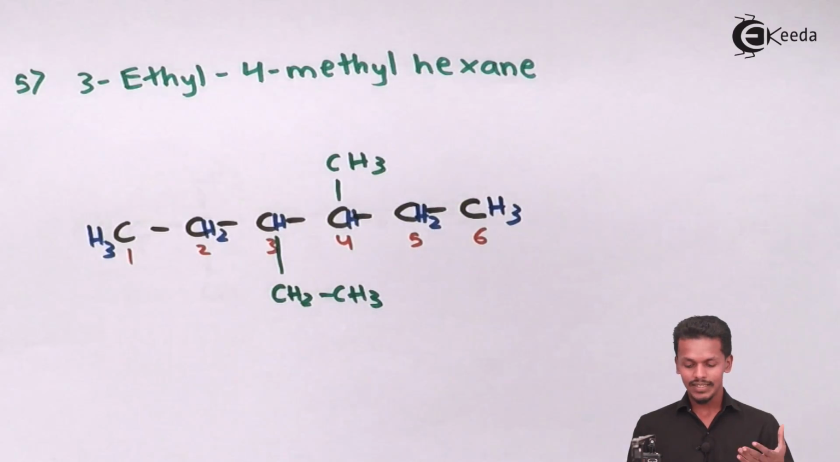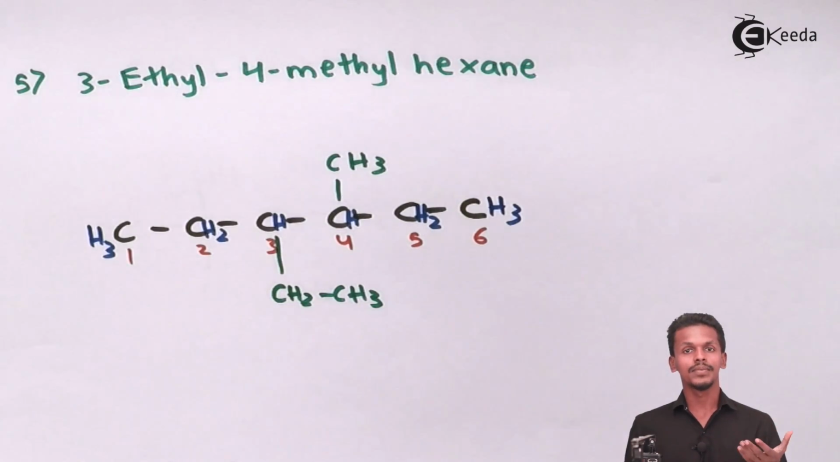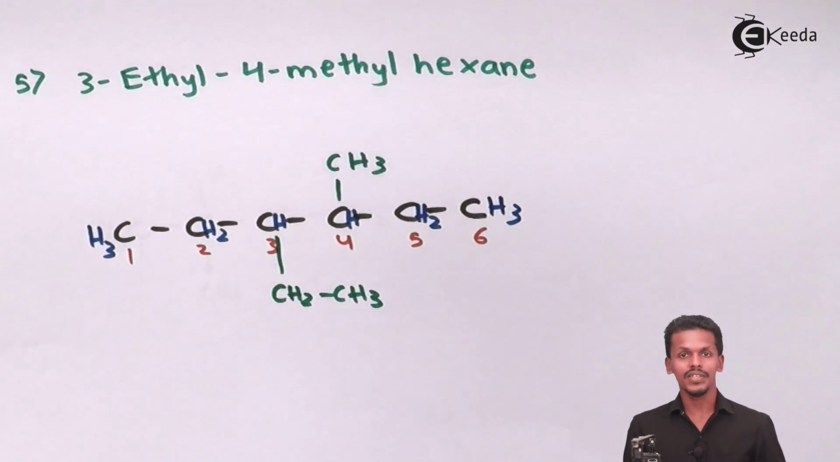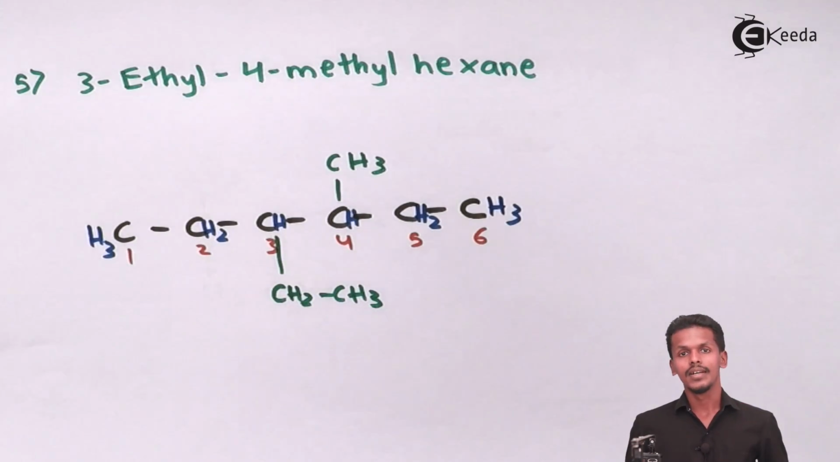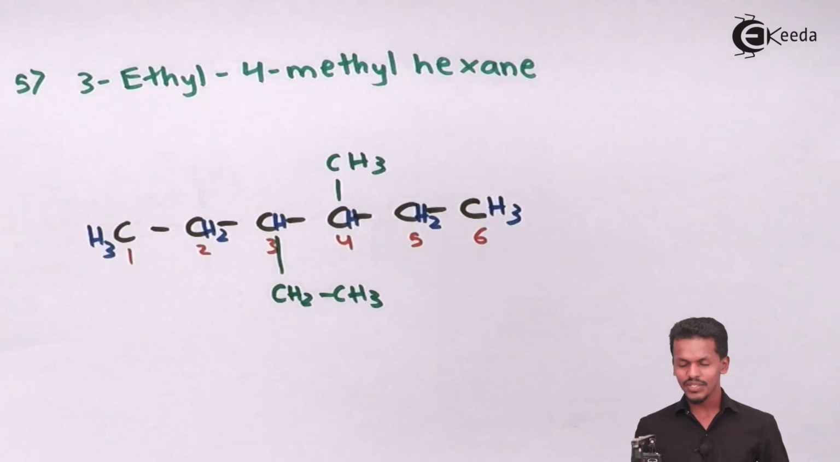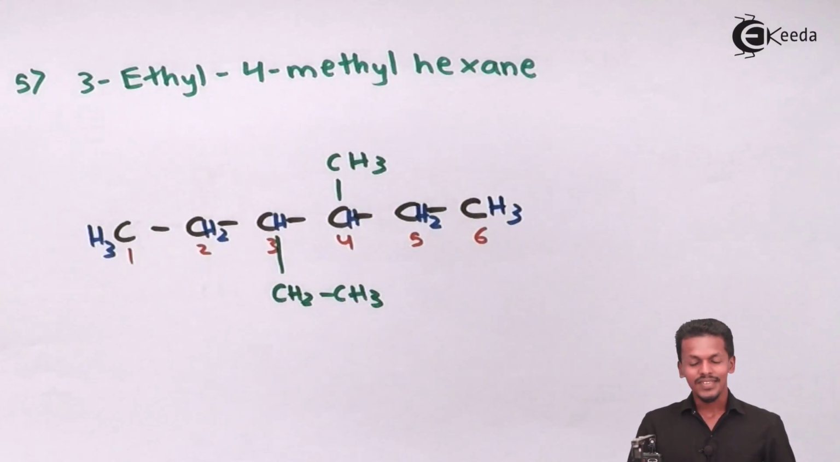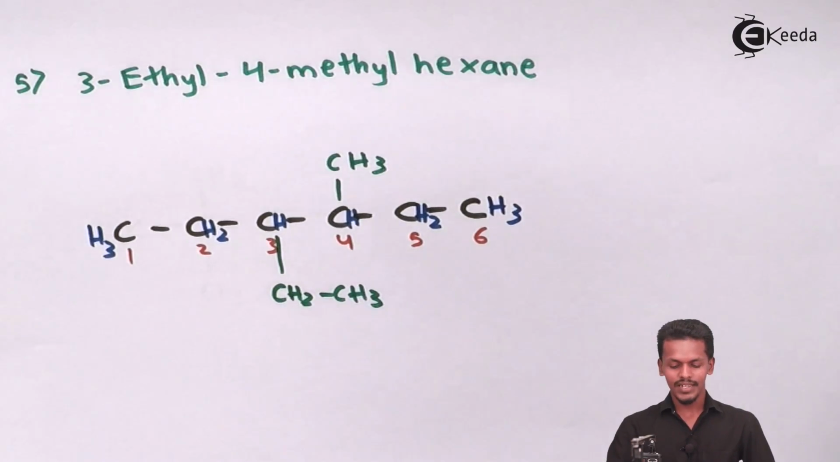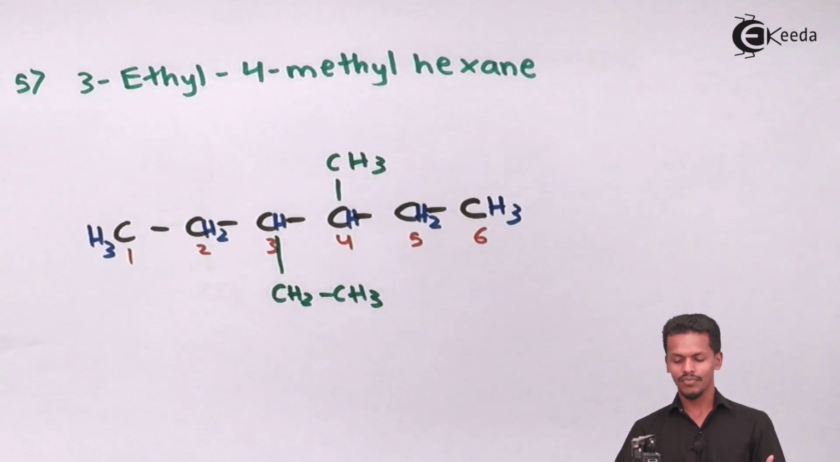For this, the main thing I suggest is to know the IUPAC rules of nomenclature for an alkane. So this is how we have done it. There are more things that we are going to do for the nomenclature of these alkanes.